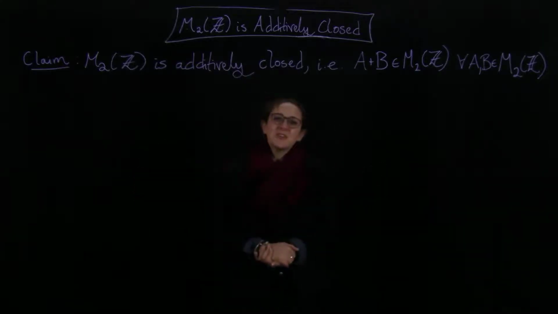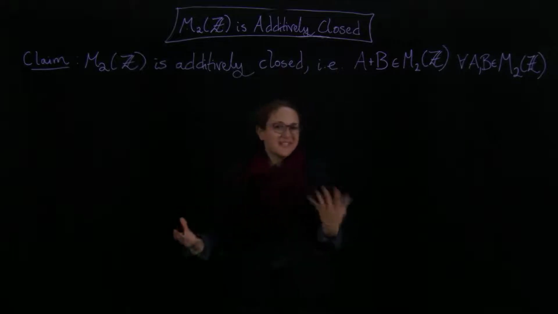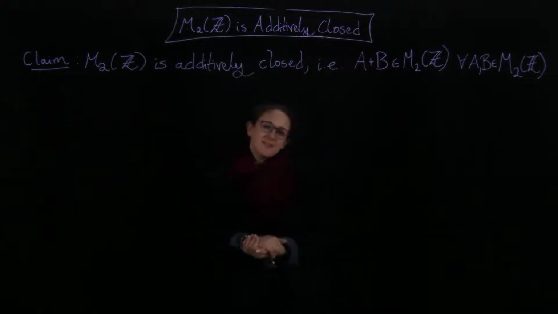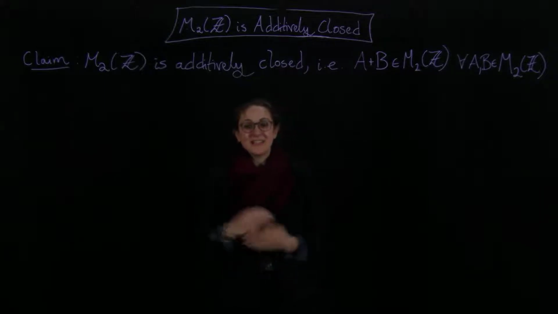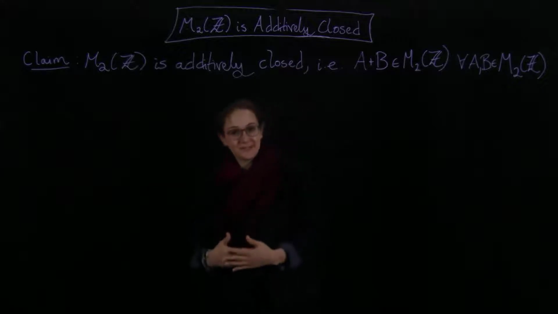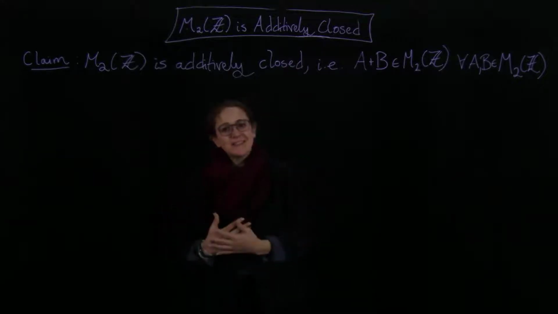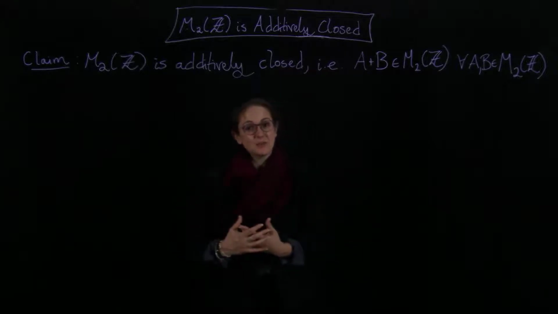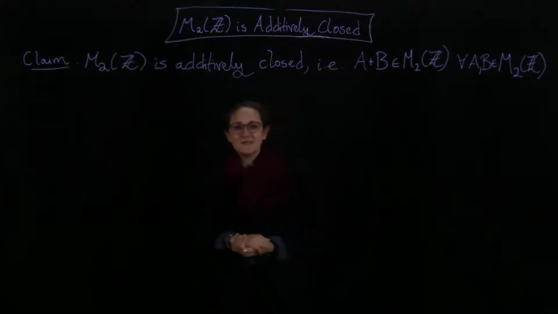Welcome. In this lecture, I'm going to go through pieces of the fact that M2Z is actually a ring. One of the pieces I want to go through is to show that it's additively closed, because in order to show it's a ring, you need to show it's both additively and multiplicatively closed. But I think that if you see me go through it being additively closed, this will help in seeing how you would prove in general that something is additively closed.